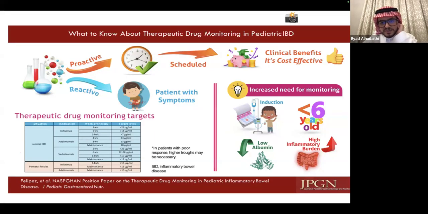And it depends upon the phenotype of the disease. Usually with perianal disease, we like higher anti-TNF. Usually, once the patient reaches a steady state, we do the TDM every 3 cycles.